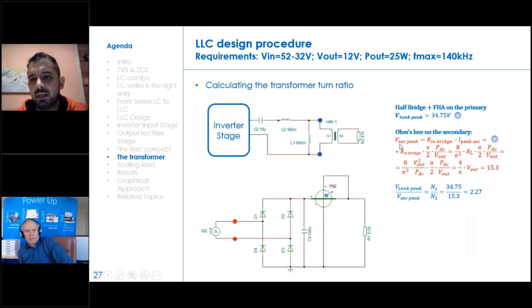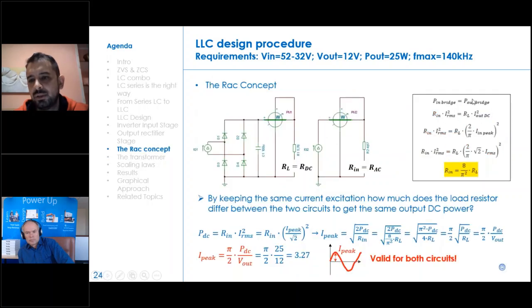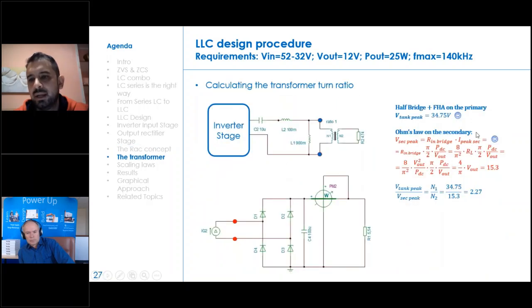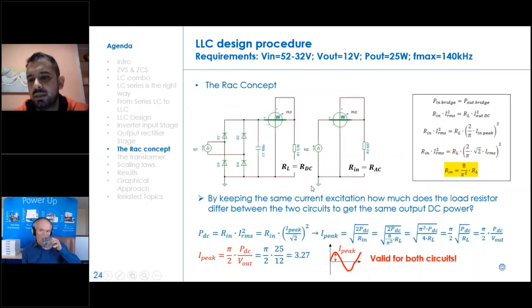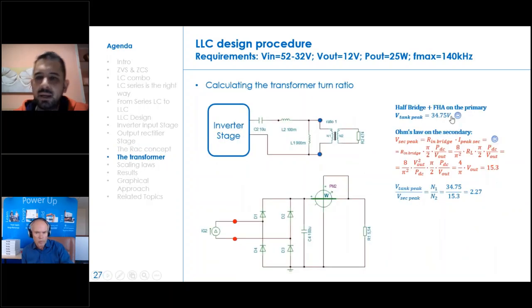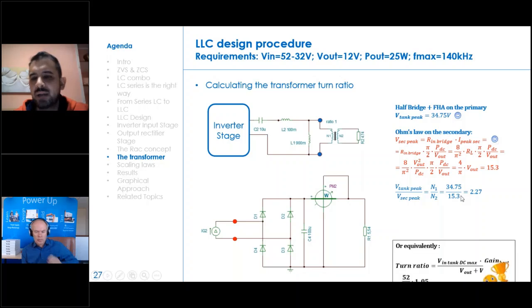What about the secondary? The secondary is easy because the secondary peak voltage is the input resistance at the bridge. By using these equations, you get the input voltage resistor, multiply the E peak secondary with E peak secondary. E peak secondary is the one we got here. So by simply getting the ratio between 34.7 over 15.3, we get the transformer turn ratio.